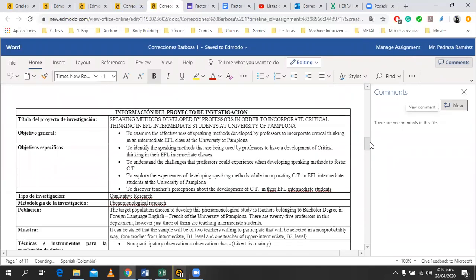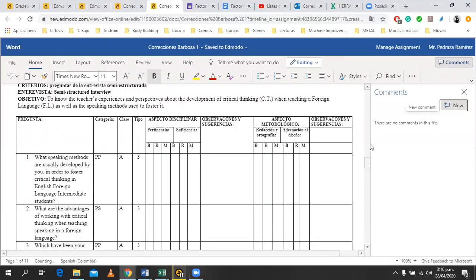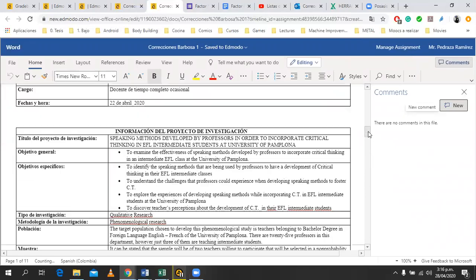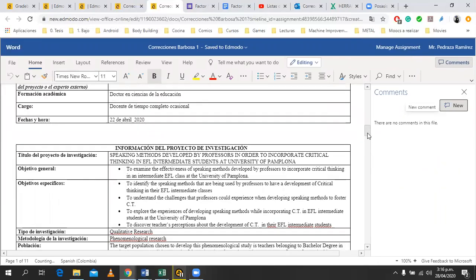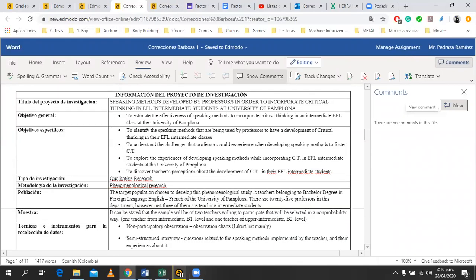Okay. Other questions. Here in one of the protocols you sent me, the first one says to examine and the other one says to estimate. So which one are you going to work with? It is to examine at the end. Okay, let's work with that.